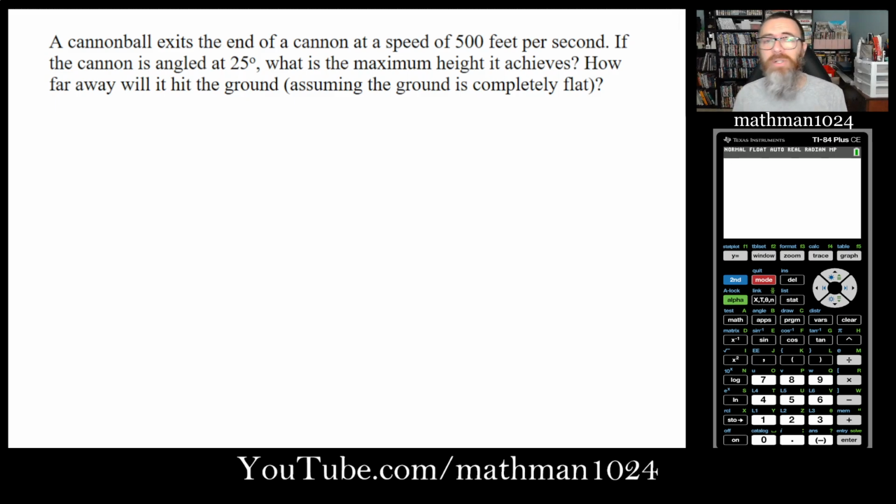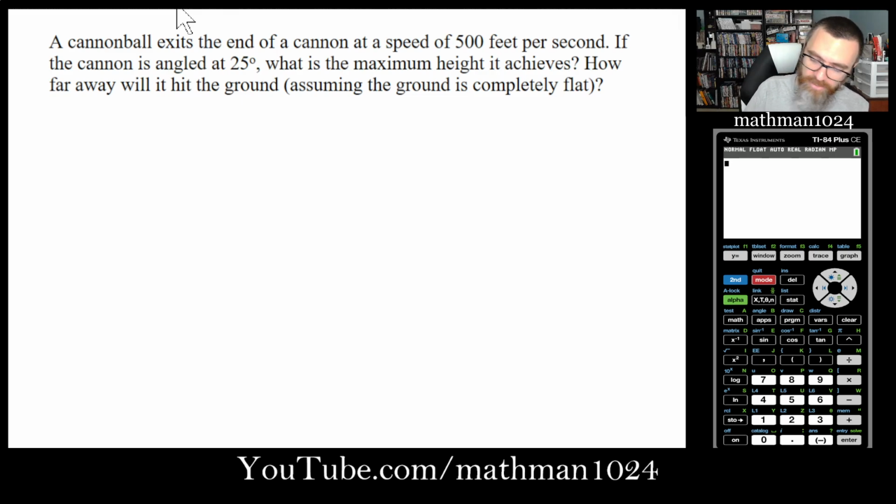So if we say a cannonball exits the end of a cannon at a speed of 500 feet per second, if the cannon is angled at 25 degrees, so if its angle of inclination is 25 degrees relative to the horizontal, what is the maximum height that it achieves, and how far away will it hit the ground, assuming the ground is completely flat? And we're also going to make another assumption here that we were launching this from the ground level, okay?